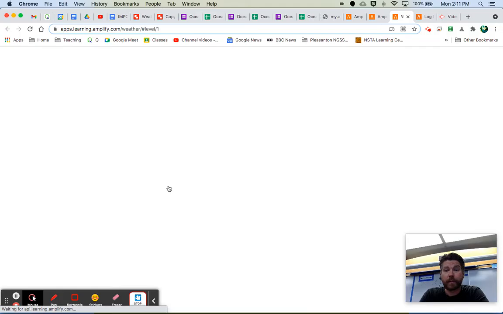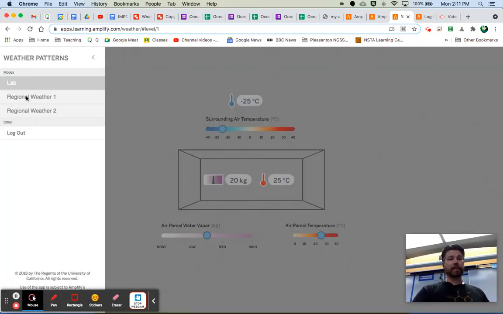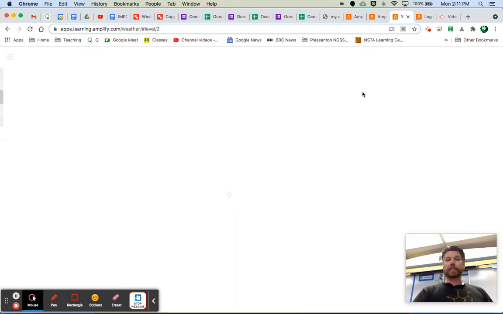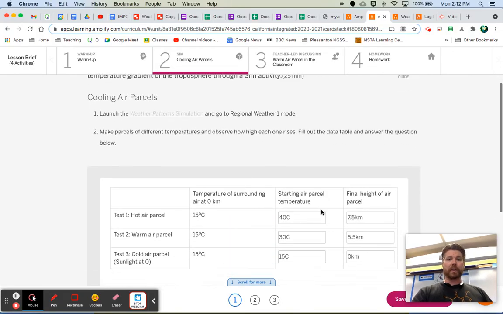Just waiting. Ah, check it out. But this isn't where we want to be. This is the lab mode, which is the default mode it opens up to. We want to be in regional weather one. Yes, load that, please, because that's what they told us. They said, go to regional weather one mode. It says, make parcels of different temperatures and observe how high each one rises. Fill out the data table and answer the question below.